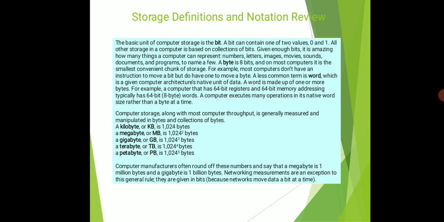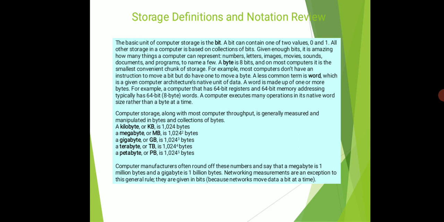For example, most computers don't have an instruction to move a bit but do have one to move a byte. A less common term is word, which is a given computer architecture's native unit of data. A word is made up of one or more bytes. For example, a computer that has 64-bit registers and 64-bit memory addressing typically has 64-bit, 8-byte words. A computer executes many operations in its native word size rather than a byte at a time.